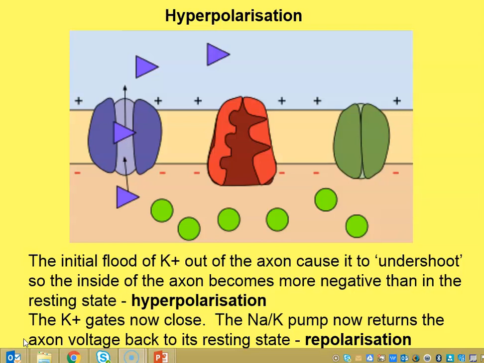So once we've reached that point there, the potassium ion gates now close, and the sodium potassium pump now returns to its pumping 3 sodium ions out, 2 potassium ions in using ATP. And that is referred to as repolarization, because what we're doing now is returning our membrane to that minus 70 millivolt position back to its resting state.